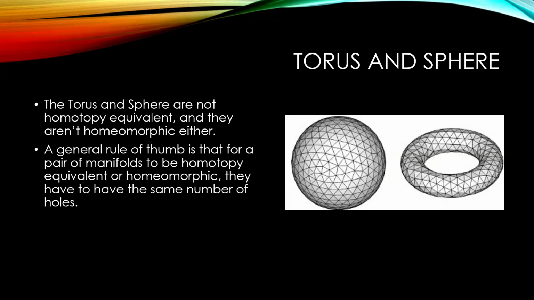Similar idea with the torus and a sphere. The torus and the sphere are not homotopy equivalent, and they are not homeomorphic either. The general rule of thumb for a pair of manifolds is it all boils down to how many holes they have. And so whether we're talking about homotopy or homeomorphisms, the number of holes will often determine whether or not they are equivalent topologically.